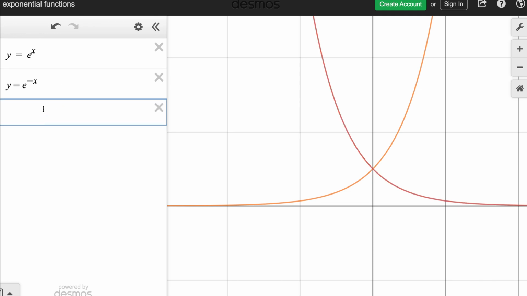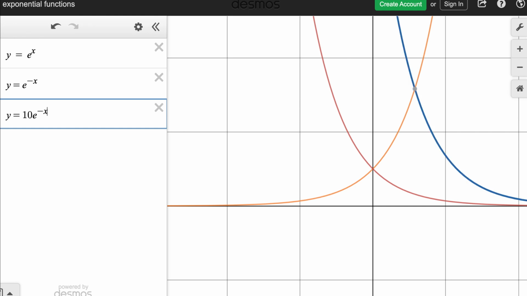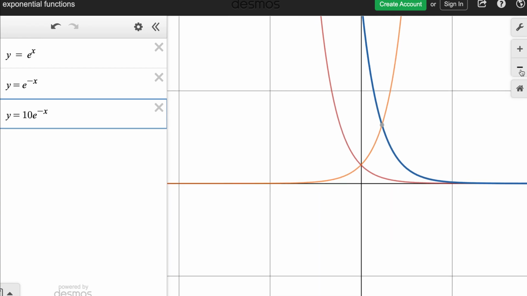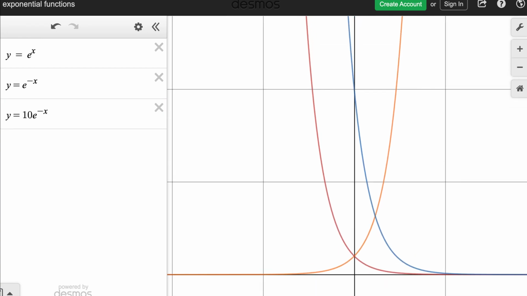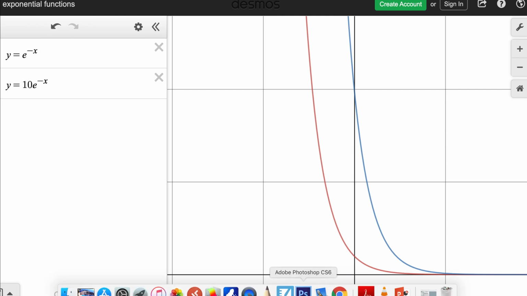And then we just need to go one step further and think about what that 10 is going to do. 10e to the power of negative x is going to be a stretch parallel to the y-axis this time. So we'll go much higher up in the y-intercept. Let me get rid of the orange one so we can see the two differently. This is going to be a value of 10 here now. So that's stretched in the y direction, whereas the other one stretched in the x direction.